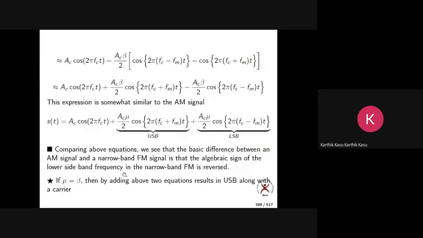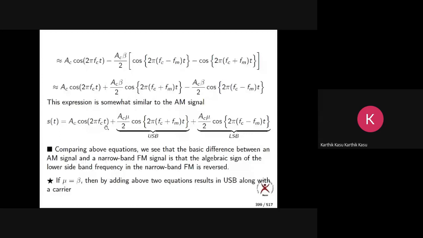Suppose mu equals beta. What is mu? Mu is the modulation index of the AM signal. Beta is the modulation index of the narrowband FM signal. Okay. Here beta is much less than 1, so obviously mu is also less than 1. It has to be less than 1. Now, if you add these two equations, what do you get? Assume that mu equals beta and add this equation and this equation. What will happen?